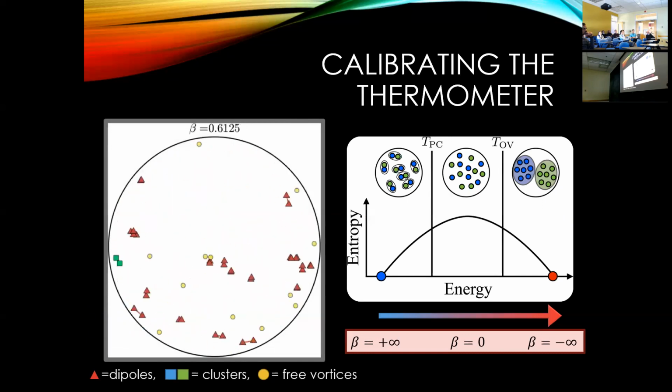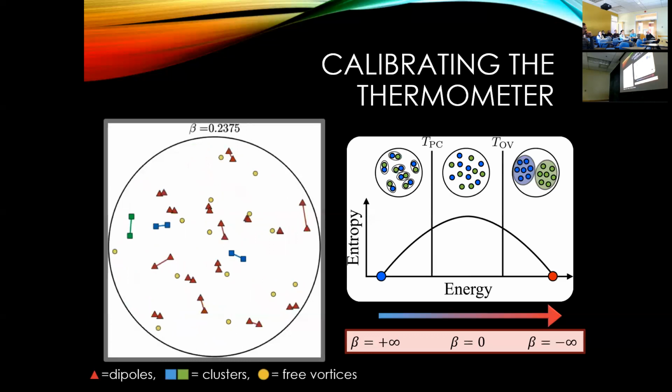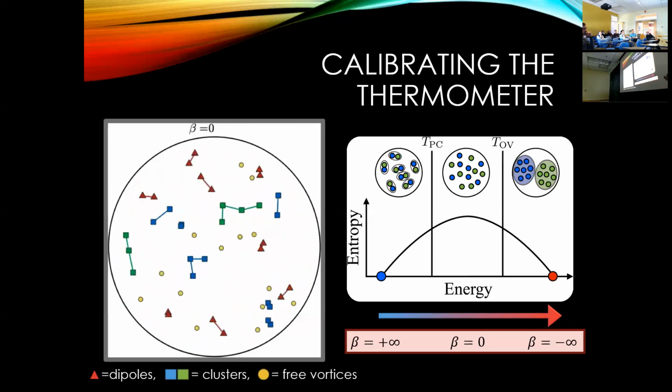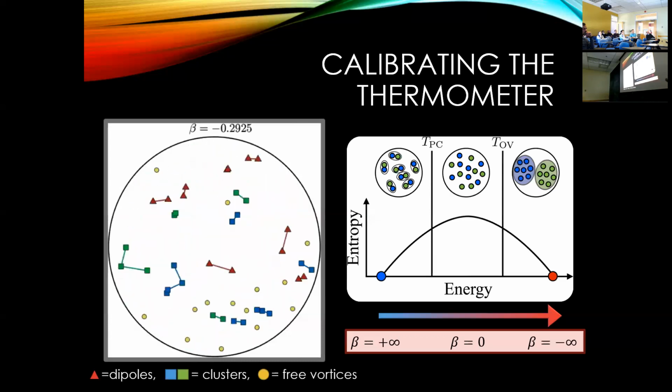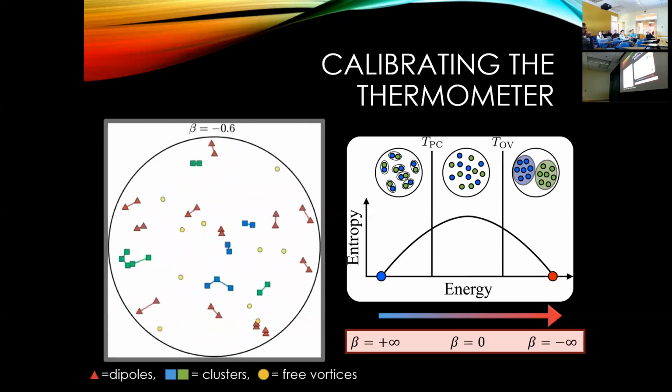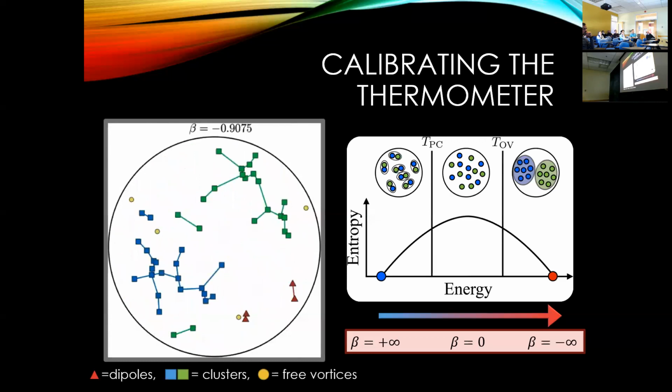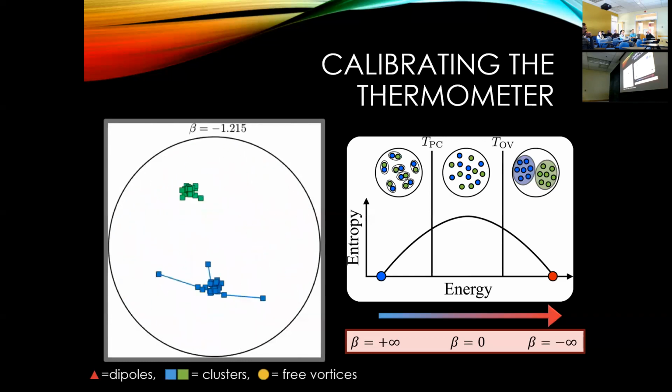You can start to see as beta approaches 0, we're right in the middle of this diagram, and there's a mix of dipoles and clusters and these free vortices. Then as we keep going this way, the vortices start to combine into these clustered states. Once you hit -1 in these units, they really clump into these almost like multi-quantum vortices.